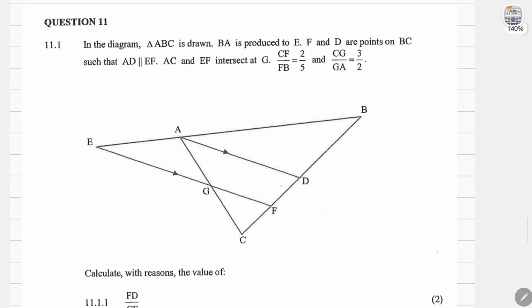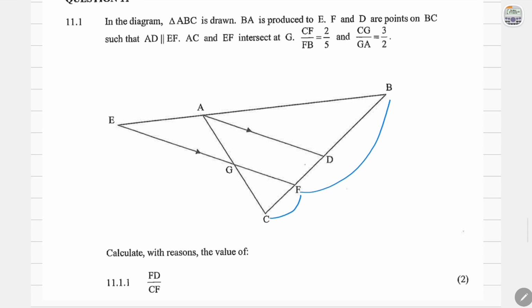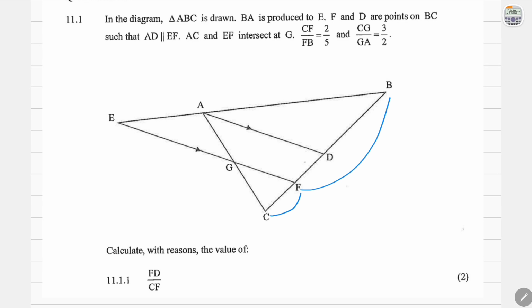Now we have to put these proportions down so we don't lose them. They tell us that CF over FB equals 2 over 5. So when you take the lengths of these sides and you put them over each other as CF over FB, it will simplify to 2 over 5. This does not mean that CF is 2 units and FB is 5 units. No, that's not what they're saying. They're just saying that the ratio is equal to 2 over 5 because when you divide them, they just become 2 over 5.